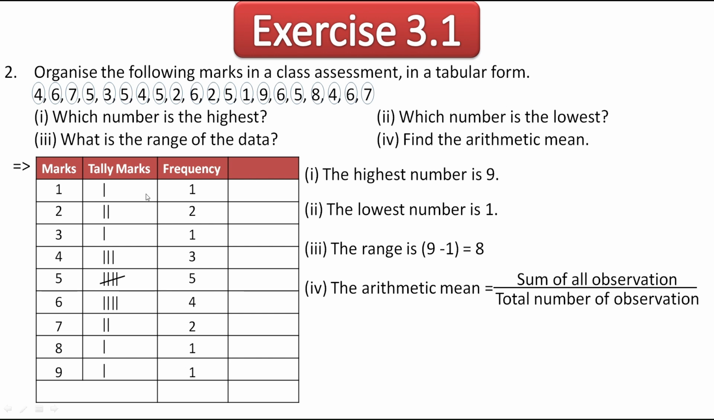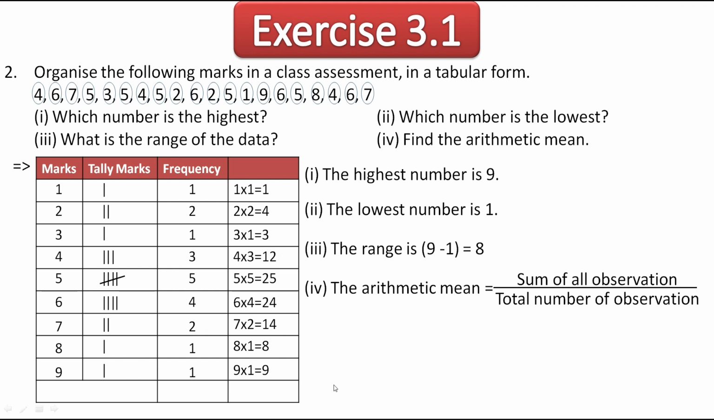See here, when we multiply mark with frequency, we will get how many times it came, with the sum of that, right? So 1 one is 1, 2 twos are 4, 3 ones are 3, 4 threes are 12, 5 fives are 25, 6 fours are 24, 7 twos are 14, 8 ones are 8, and 9 ones are 9. Now what do we have to do? We have to add these products.